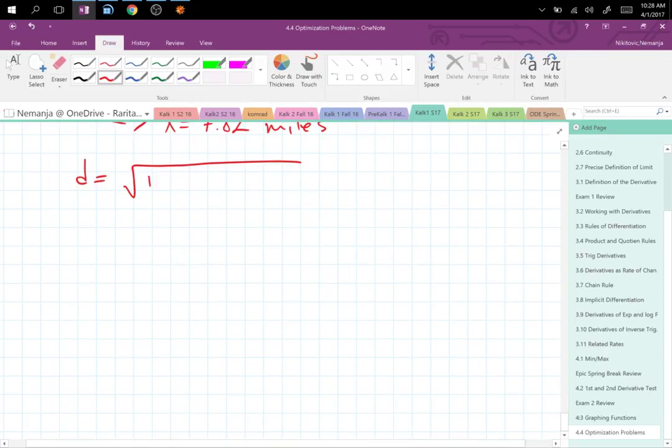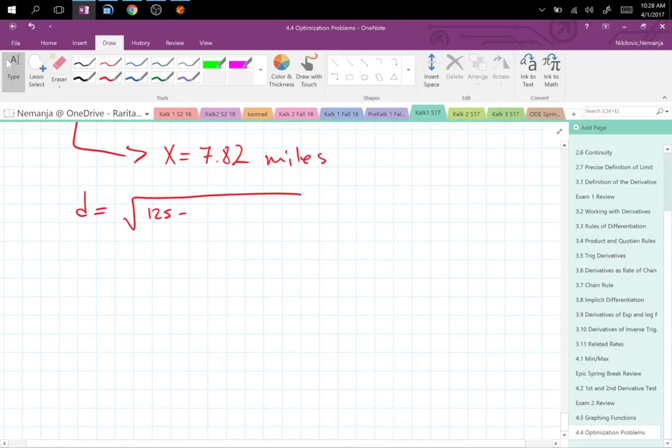Square root of 125 minus 20 times 7.82 plus 7.82 squared. Let's see if we can get this value now. I think it's going to be big too, though. We don't know that yet. 5.45. That makes sense.